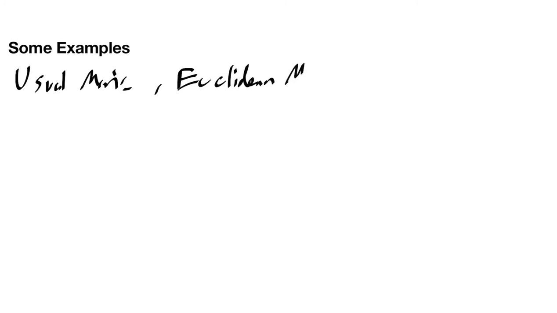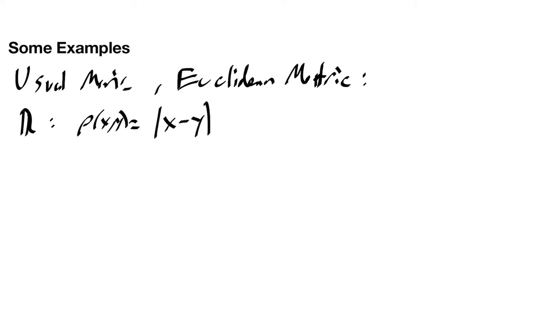And let's spend just a little bit of time thinking about some common metrics that are out there. The first one is what we call the usual metric. If you see someone say the usual metric or the Euclidean metric, then what they mean is this. If it's R, then they mean the metric rho of xy is just the absolute value of x minus y. This is a really natural way of measuring distance, and this is the one we've used so far this semester.